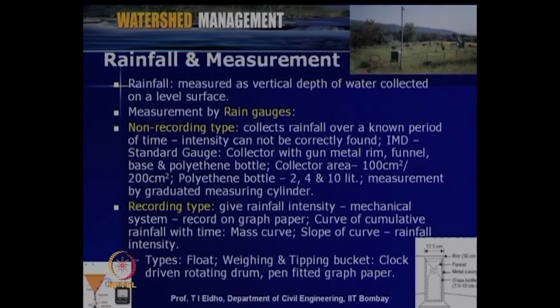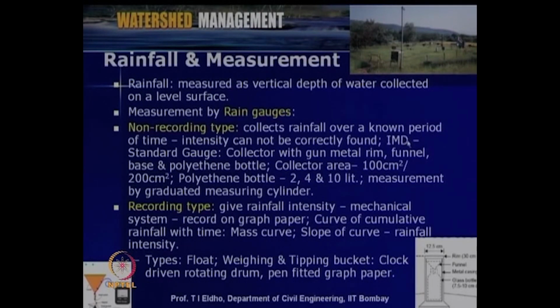If you go through the hydrological literature, we can see there are 2 types of rain gauges. The first one is called the non-recording type rain gauge. Here, in the non-recording type rain gauge, we collect the rainfall over a known period of time. So, here we cannot directly get the intensity, since we are simply collecting the rainfall.